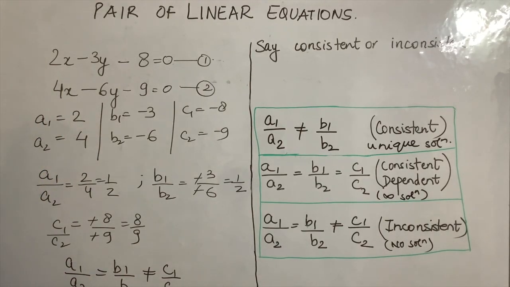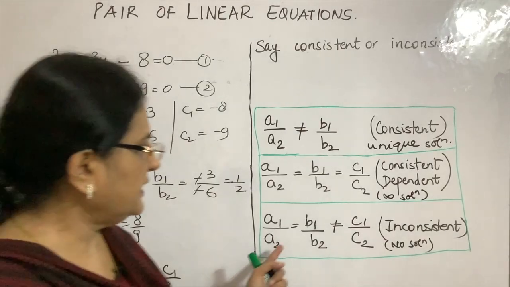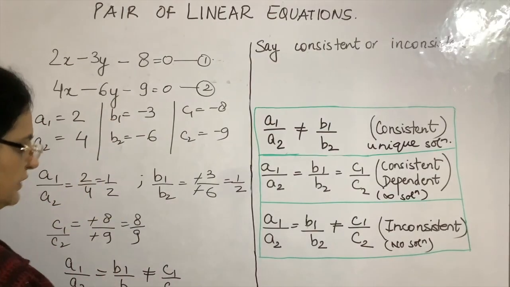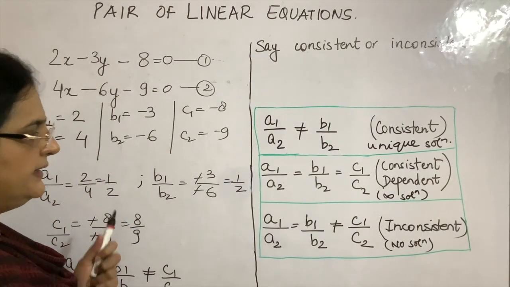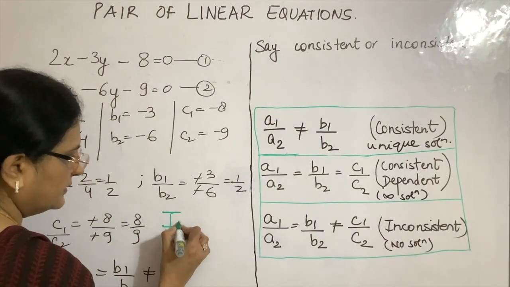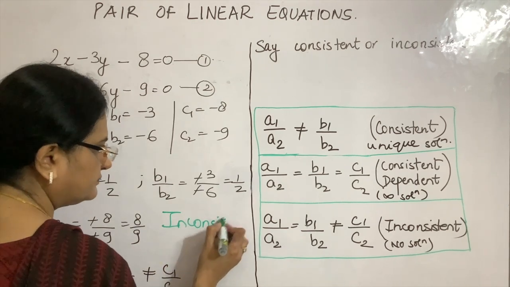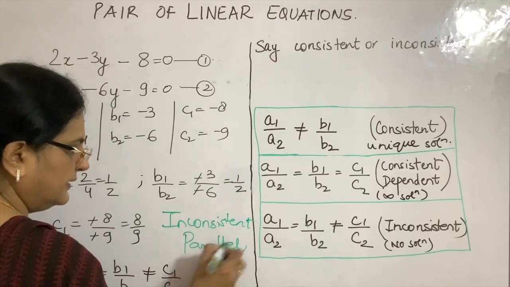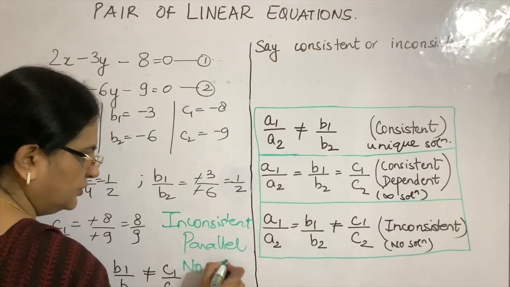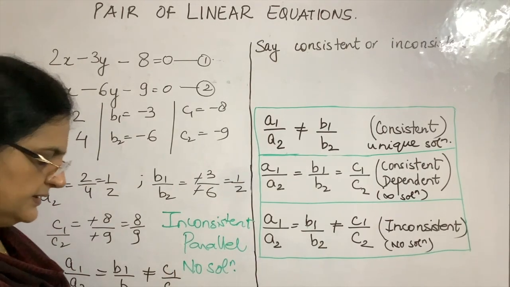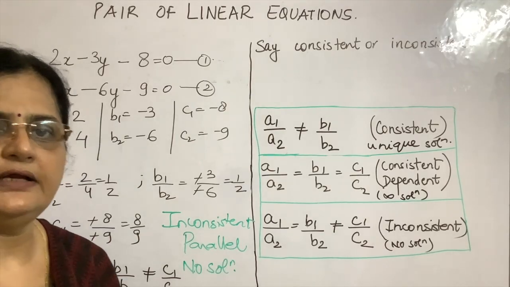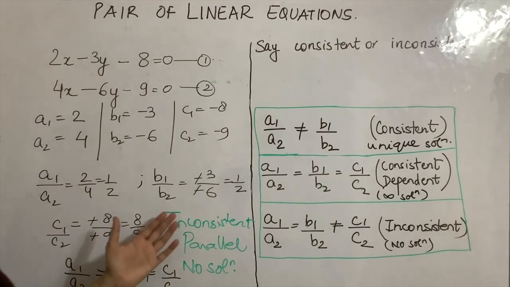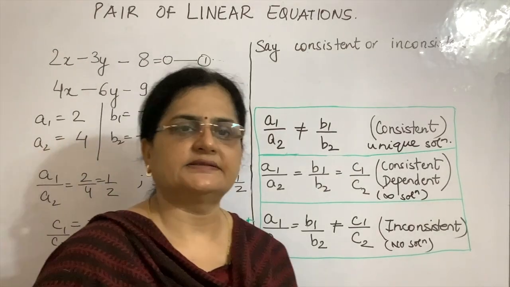Once you have this conclusion from calculations, you can see that the lines are inconsistent. So you will write that the lines are inconsistent. They are parallel and hence they have no solution. These are the three things which you can infer from this.